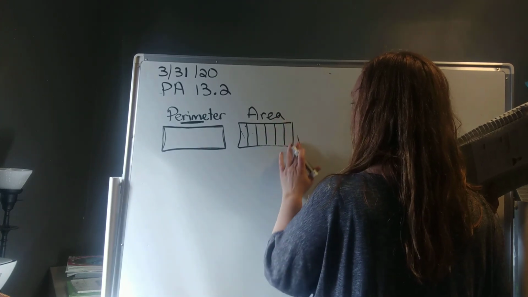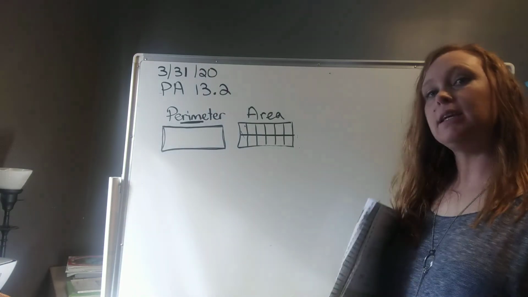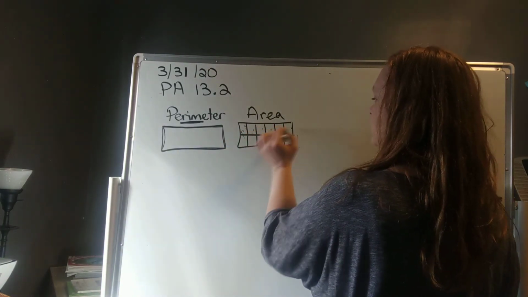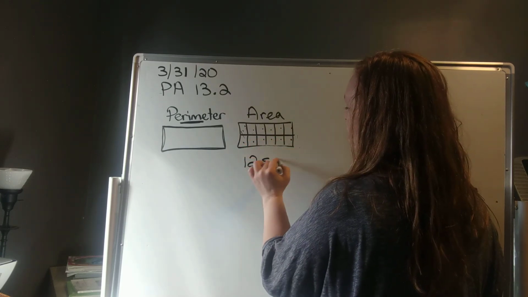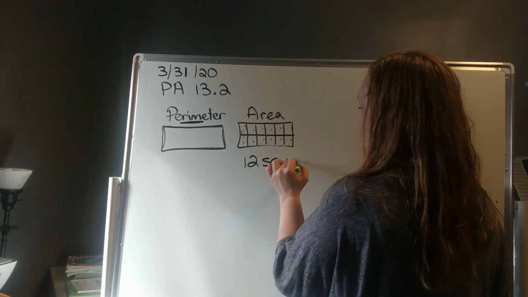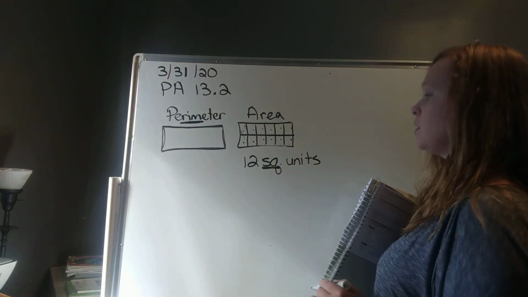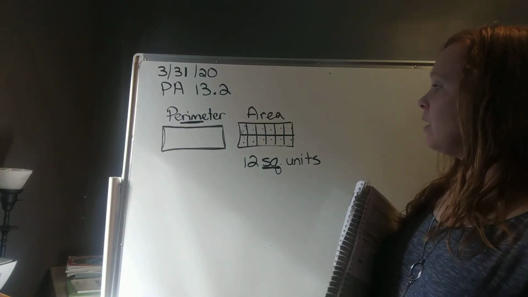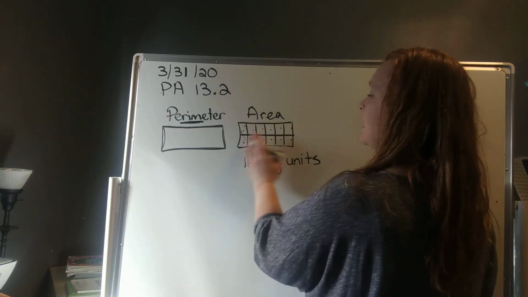I hope this is a good review for you. So I'm going to break it up into squares and see how many square units I have. We'll have 1, 2, 3, 4, 5, 6, 7, 8, 9, 10, 11, 12. So this is 12 square units. So remember, whenever we do area, we're talking about squares.